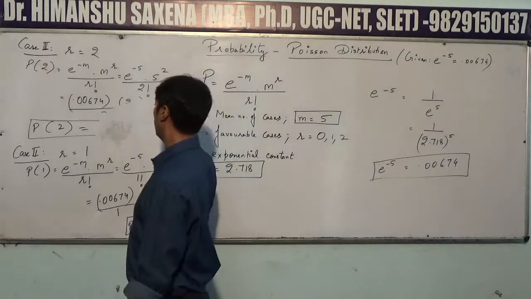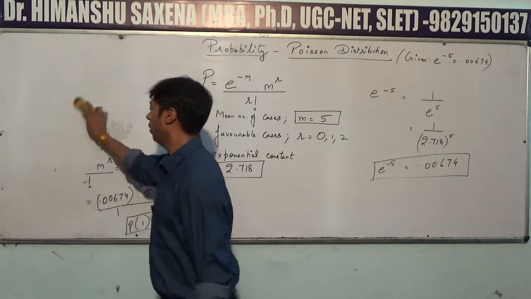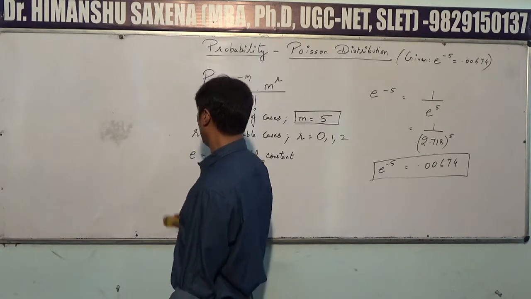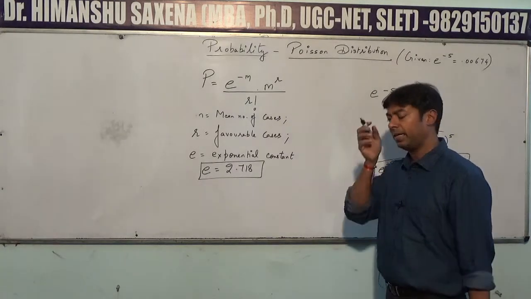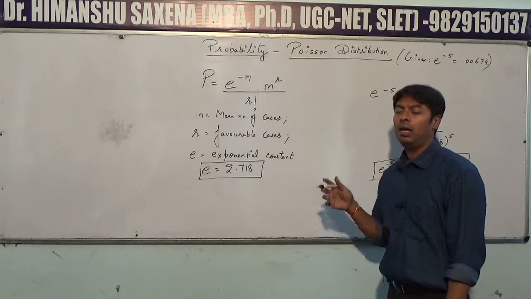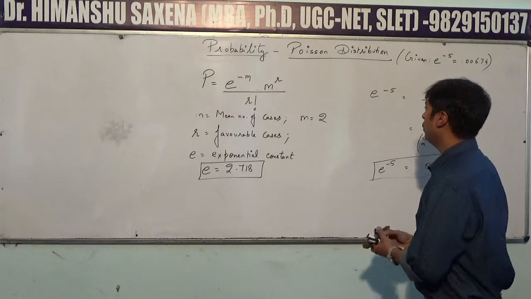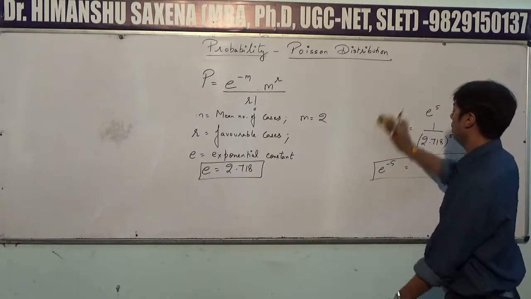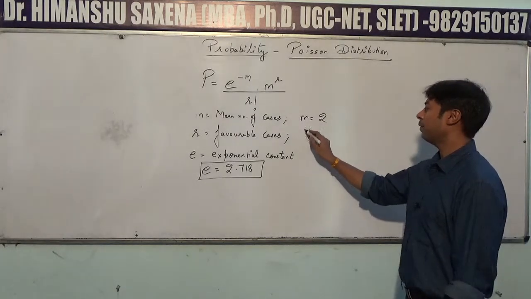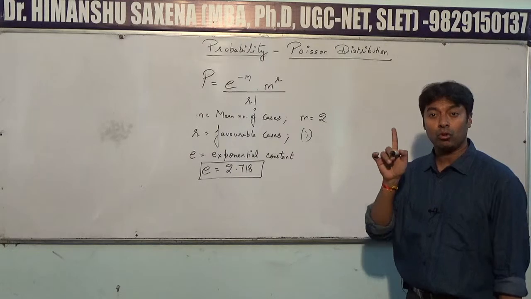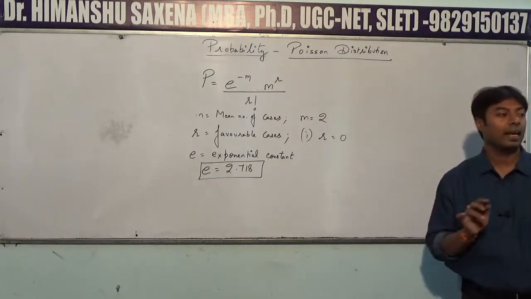Now how will we have to solve it? First of all, just go through the problem and see what the average number of cases is. In this question it has been clearly specified: the operator hires on an average 2 cars each day. So the value of m will be equal to 2. Now further, there are 2 different parts in this question. In the first part they are asking the probability of no car hired, so the value of r will be exactly 0.